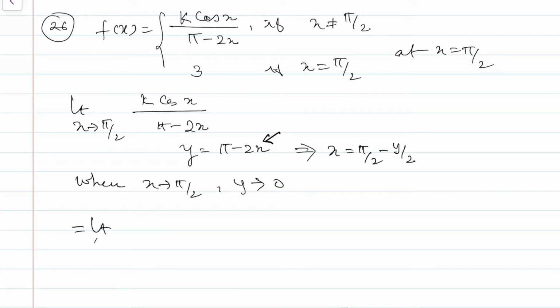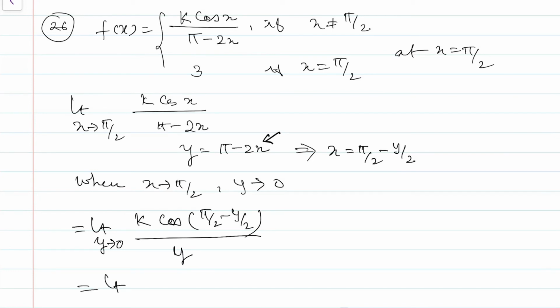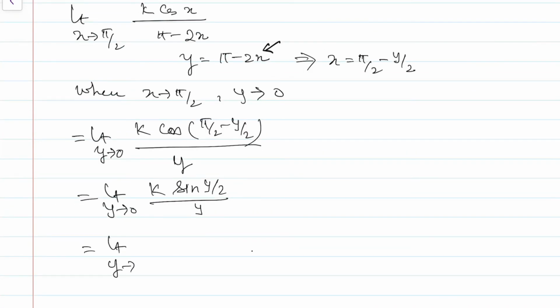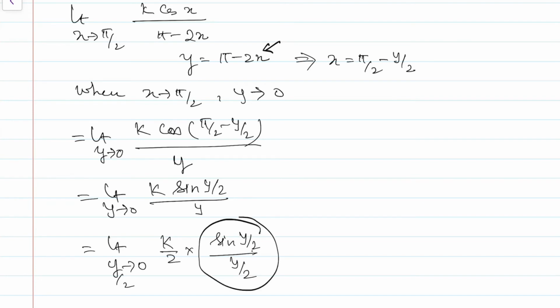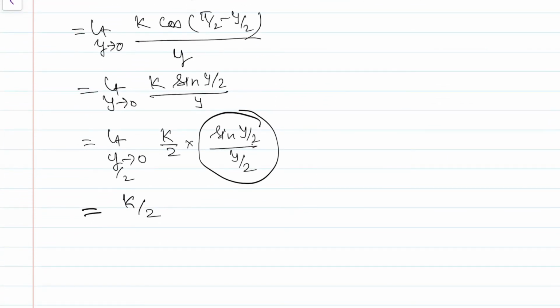So rewriting the expression, we get limit y tends to 0 of k into cos x, where the value of x is pi by 2 minus y by 2, divided by y. Limit y tends to 0 of k times cos(pi by 2 minus theta), which is sin theta, so sin(y by 2) divided by y. Further simplifying, if y tends to 0, y by 2 will also tend to 0. We get k by 2 into sin(y by 2) divided by (y by 2). This expression becomes 1 when y by 2 tends to 0. So the value is k by 2. So the limit of the function at this point is k by 2.